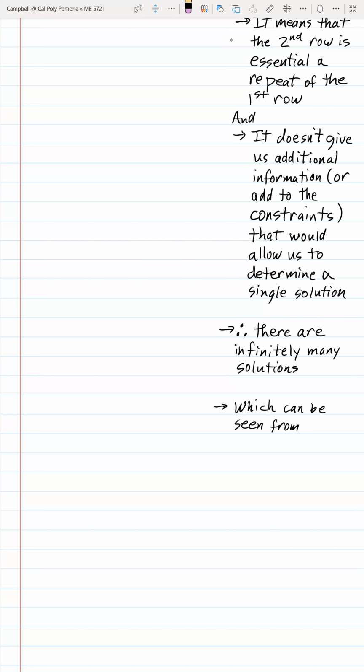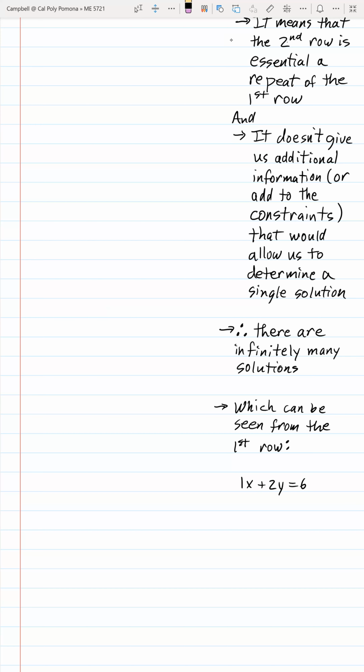So here I'll say, which can be seen from the first row, because the second row is always consistent. I can plug in any value for X, any value for Y, and everything works for the second row. So it's the first row that really is dictating what is happening. And so from the first row, I get 1 times X plus 2 times Y is equal to 6.